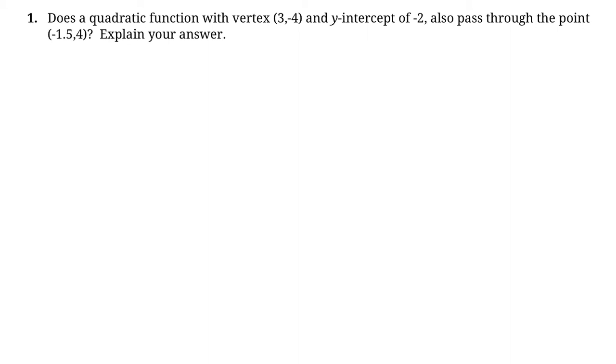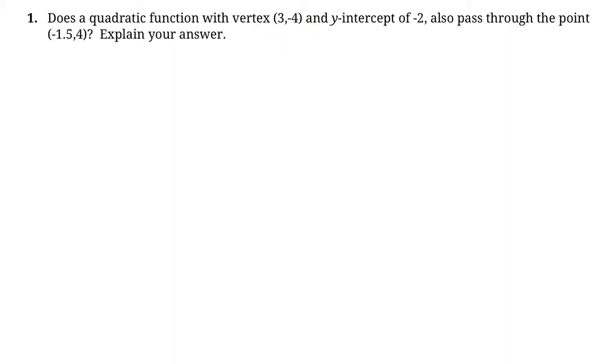Our first problem says, does a quadratic function with vertex (3, -4) and y-intercept -2 also pass through the point (-1.5, 4)? Explain your answer. So in this question, we're given a vertex. We're also given the y-intercept, which is just a point on that quadratic. We're not given the equation of the quadratic, but we can definitely find it, and we can find it in vertex form because we're given the vertex.